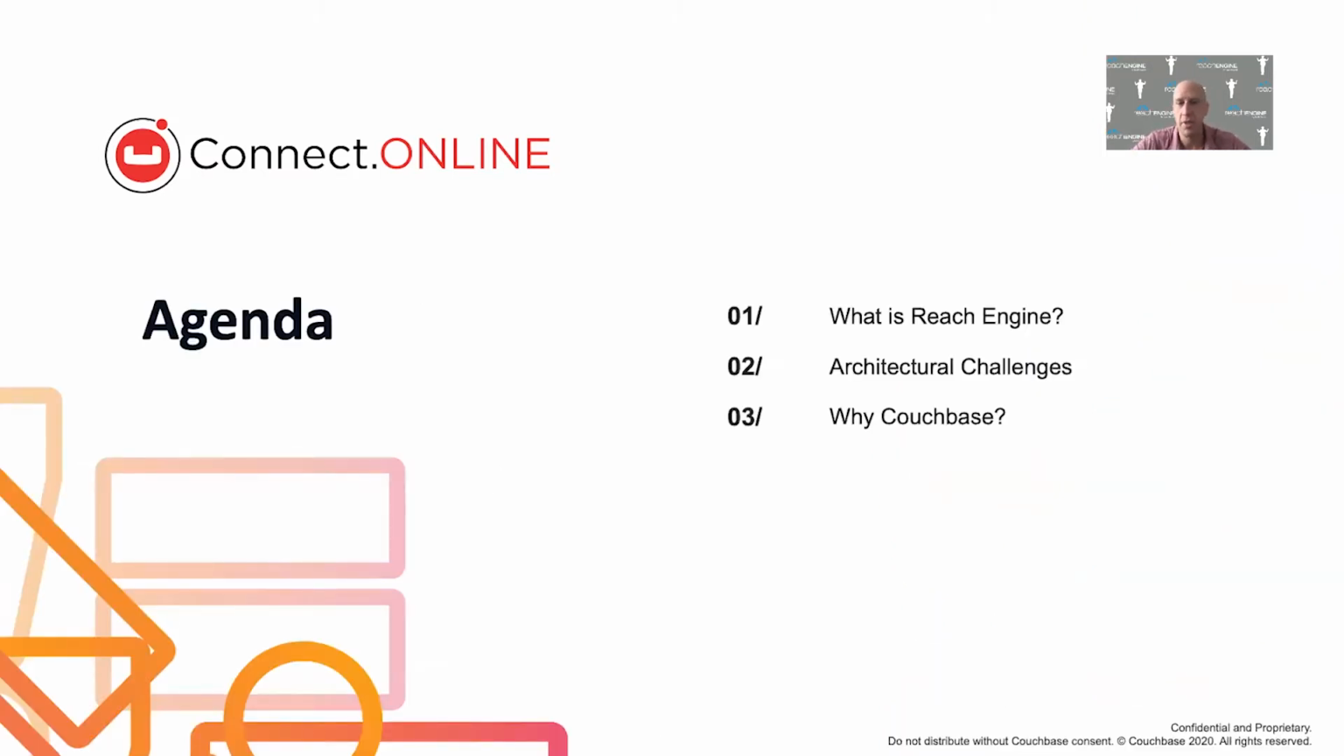Today, I'll split the session into three different parts. I'll start out by telling everyone what Reach Engine is. Then we'll dive into some of the architectural challenges that we encountered while trying to modernize the product. And lastly, why we chose Couchbase and ultimately what that looked like for us.